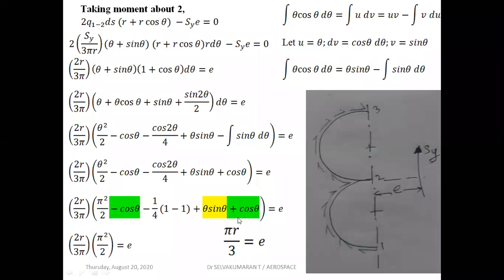Now if you apply the limits 0 to pi, applying pi gives pi squared by 2, and minus 1 by 4 taken outside for the cos 2 theta. Applying upper limit pi and lower limit 0, you will get 1 minus 1. And for theta sine theta, if you apply upper and lower limits, you will get 0 only. It is shown in yellow color. So everything will get cancelled: 1 minus 1 is 0, and here pi squared by 2. After cancelling the same terms, E is equal to pi r by 3. E is equal to pi r by 3 is the shear center distance from point 2.